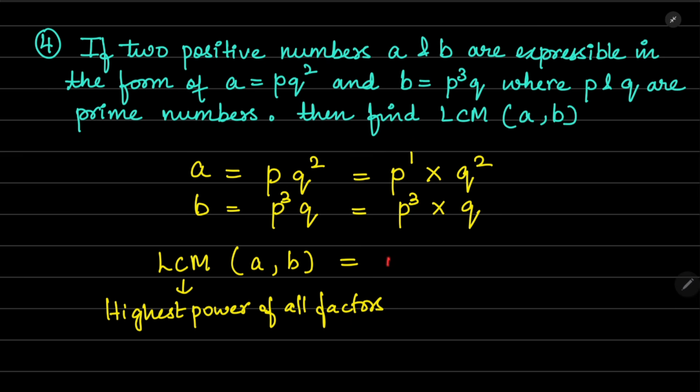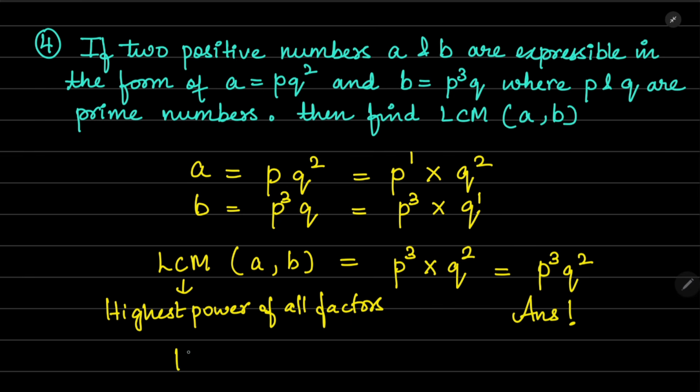It is 3. So the first prime factor is p and the highest power of p among the two is 3, multiplied by the next prime factor q. Q to the power 1, q to the power 2. Which is the highest power? It is q to the power 2. So the answer is p cube q square. That's your final answer, that's your LCM.